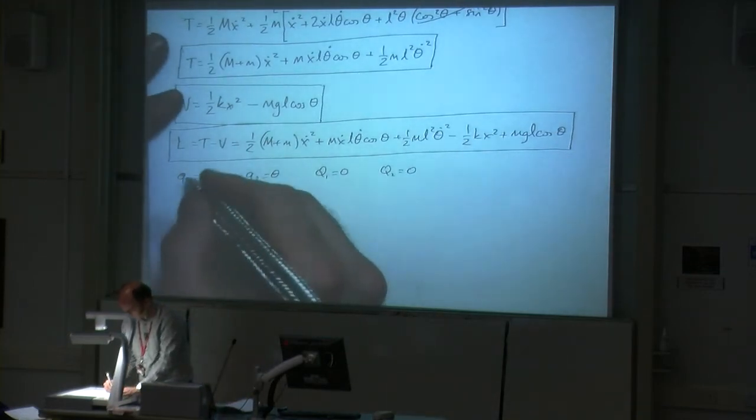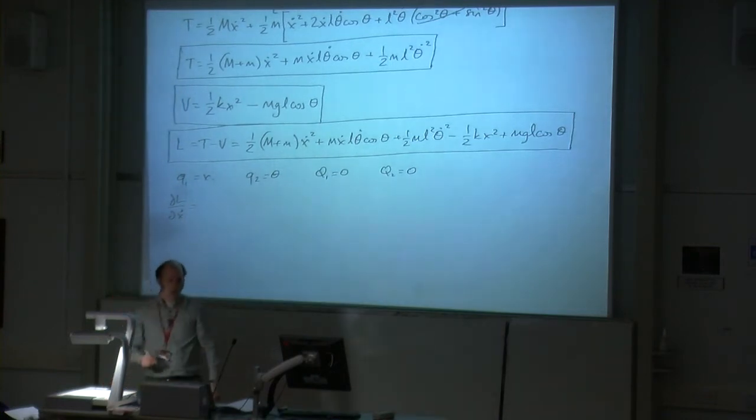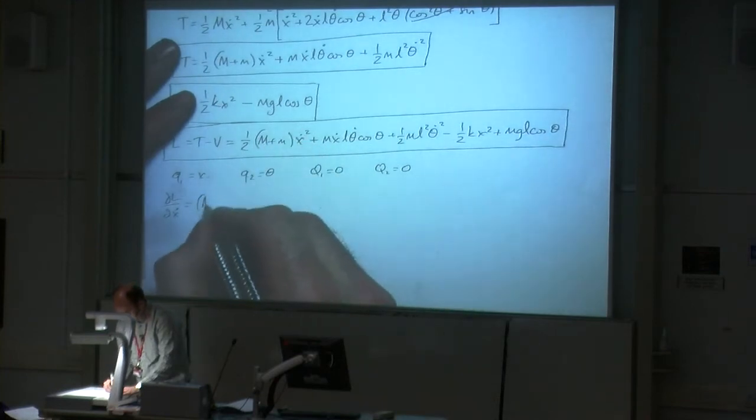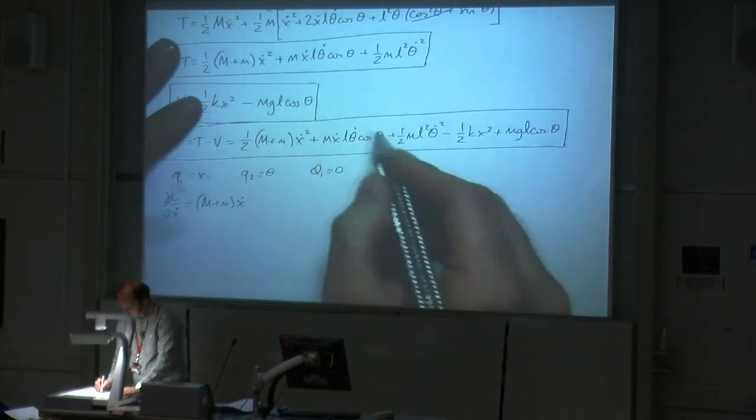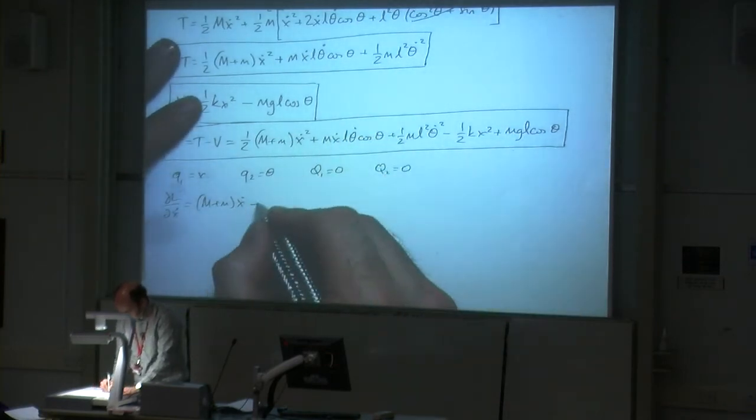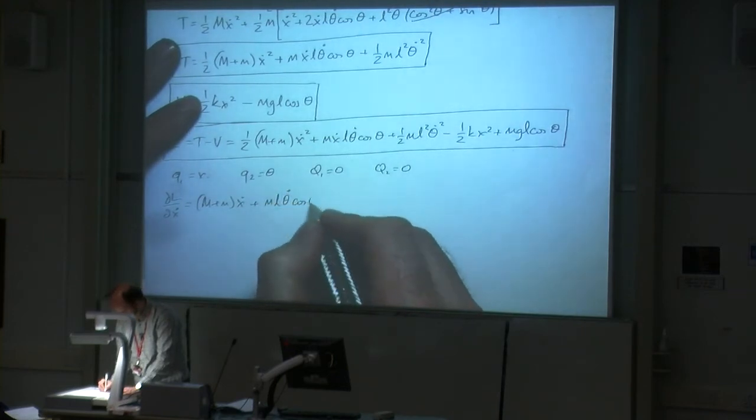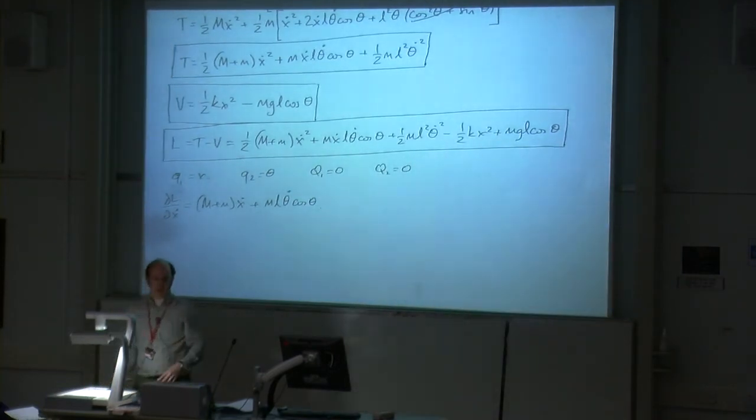So for q1 we need to find dL over dx dot. To do that you take L and you look for every term with x dot in. So you've got this term. The derivative of that would be just big M plus little m x dot. This term has got an x dot in, and so it's just a part of that term, so it just disappears. And neither of these terms have x dot in. Lovely.